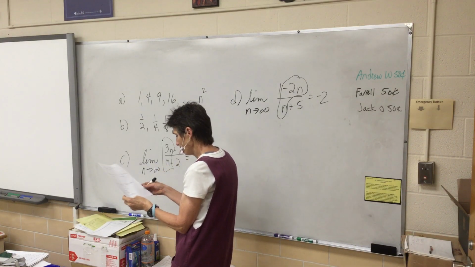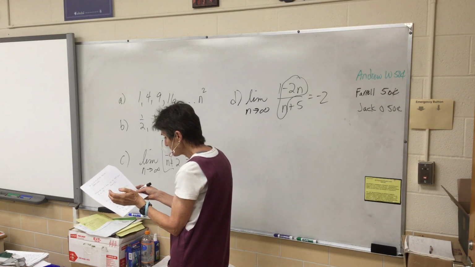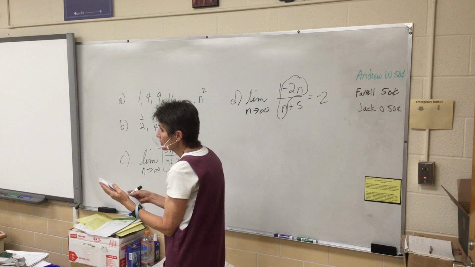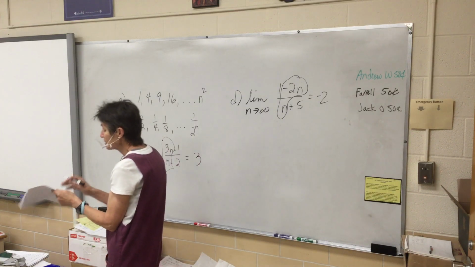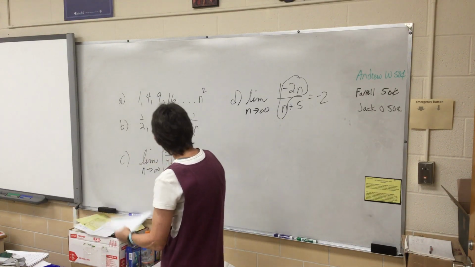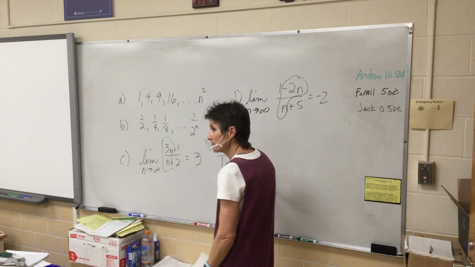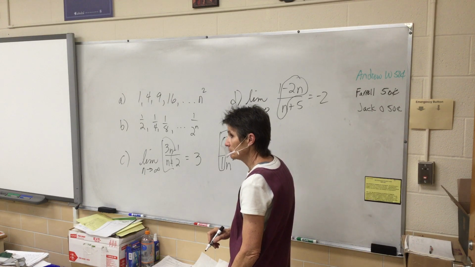What about F? F has a limit. What's your highest power? Oh, it's 0. It's 0. Because your n squared is your highest power, and you don't have any of them on the top, but you've got one of them on the bottom. So right there is your limit, and it's 0.